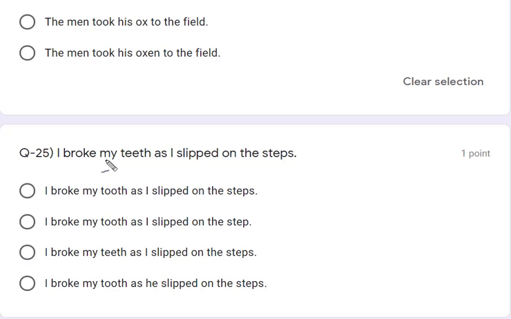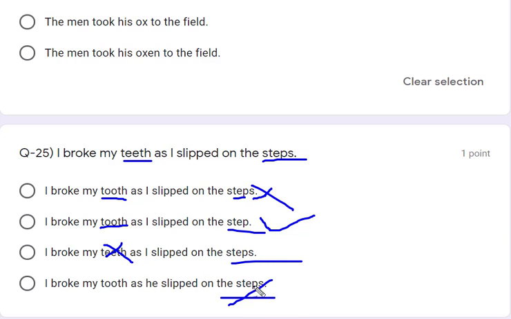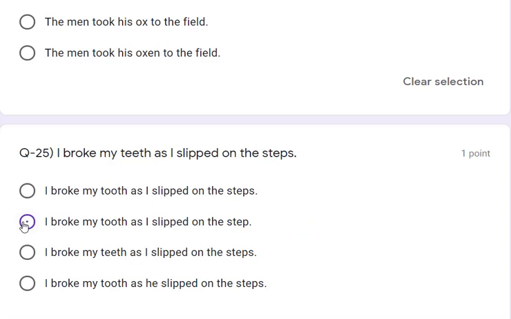You see in the last there is also a similar question. I broke my teeth as I slipped on the steps. Teeth is the plural. So I broke my tooth as I slip on the steps. Here steps is in plural, so this is wrong. I broke my tooth as I slip on the step. So this is the correct one. I broke my teeth is wrong. Steps is also wrong. See, option 2 is the correct one.